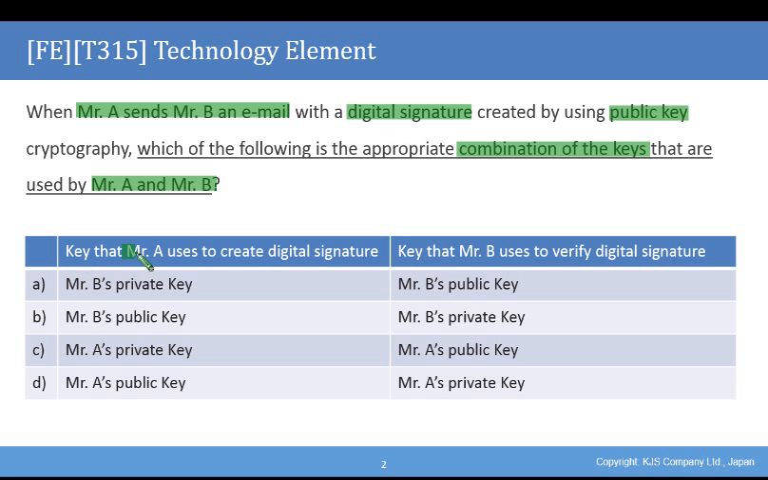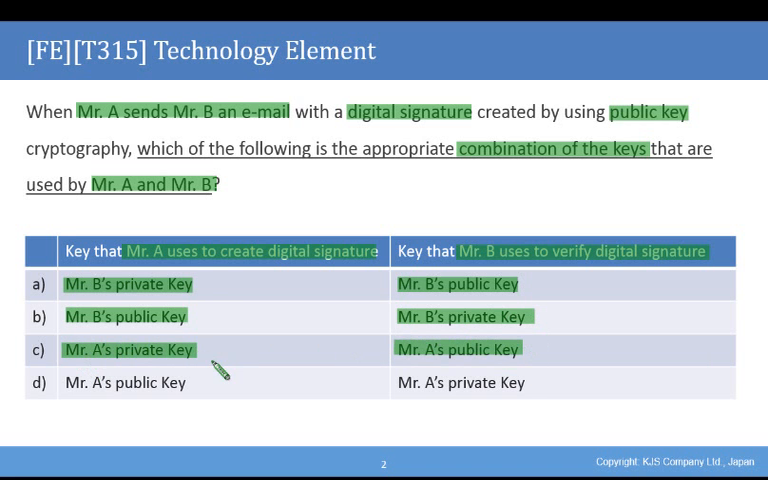The key that Mr. A uses to create the digital signature and the key that Mr. B uses to verify the digital signature. So A, Mr. B's private key and Mr. B's public key. B, Mr. B's public key and Mr. B's private key. C, Mr. A's private key and Mr. A's public key. Or finally D, Mr. A's public key and Mr. A's private key.